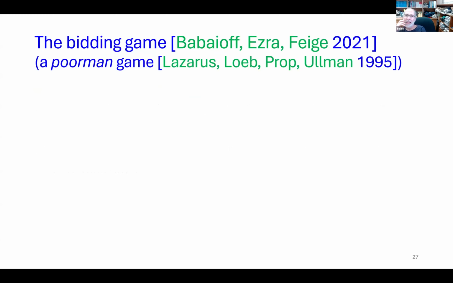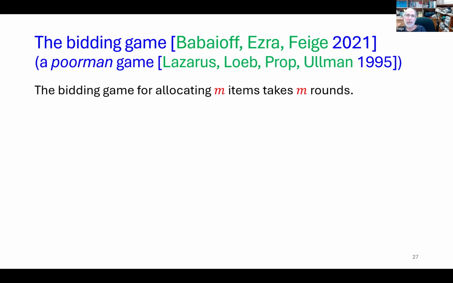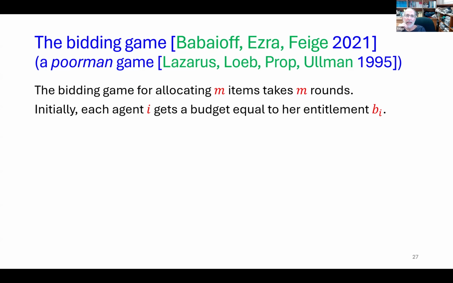The technique we use in order to prove this is a bidding game, which was introduced in the same paper that introduced the any price share. It proceeds as follows. It's a game for allocating the m items to the n agents, and the game takes m rounds. In each round, we allocate 1 item. Initially, each agent gets a budget equal to her entitlement. So this game is tailored to the situation where agents might have different entitlements, and this is reflected by the fact that they have different budgets.